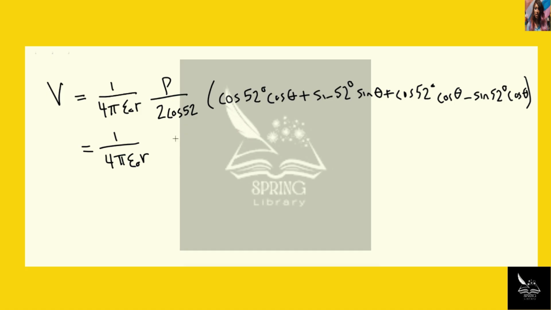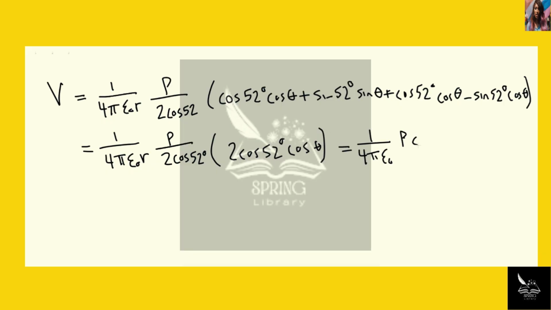1 over 4 pi epsilon naught R, P over 2 cosine 52, as usual. Simplifying what's in parentheses, we have 2 cosine 52 degrees times cosine theta. Get a little bit more cancellation to occur. And we have 1 over 4 pi epsilon naught P cosine theta over R, which is what we were looking for. It's a little bit tricky, some geometry and a little bit of trig substitution rules, but we got there. So that's it. Thanks.